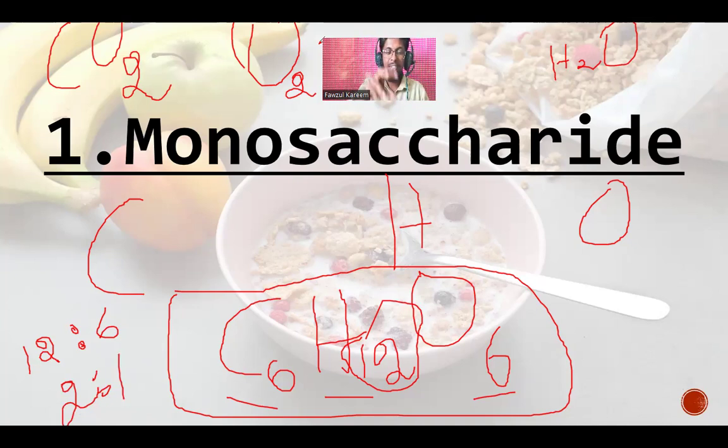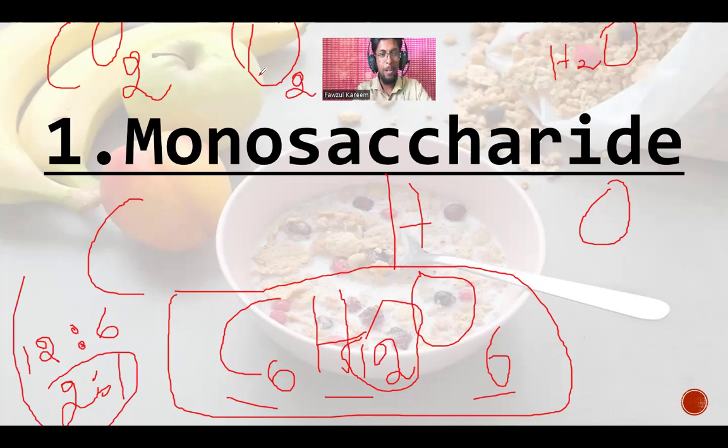Now you have studied what a chemical formula is. C6H12O6. How many oxygens are there? 6 oxygens. How many hydrogens are there? 12 hydrogens. Then what is the ratio between oxygen and hydrogen? 12 hydrogen, 6 oxygen, that means 12 is to 6. Now if I simplify that ratio, I will get 2 is to 1. Am I right or wrong? Is it clear or no?